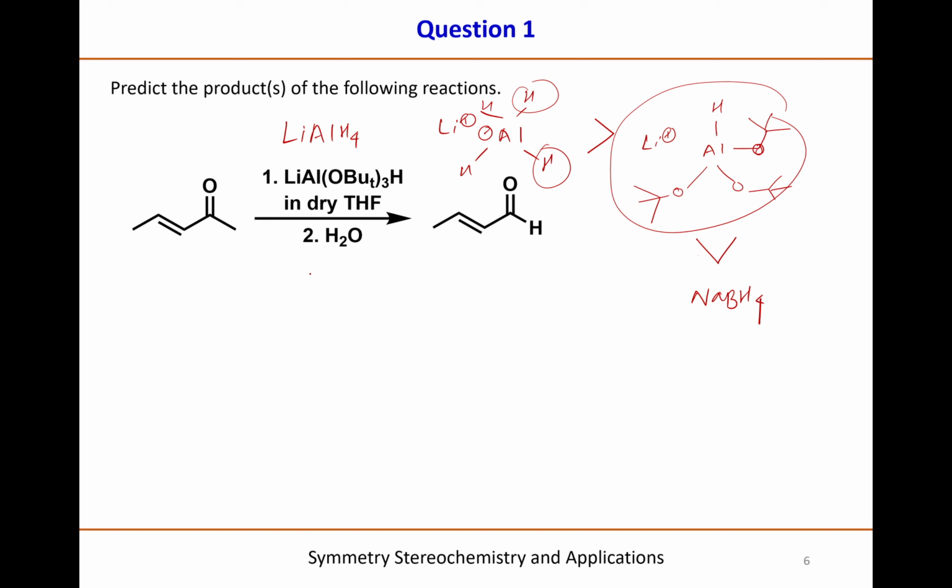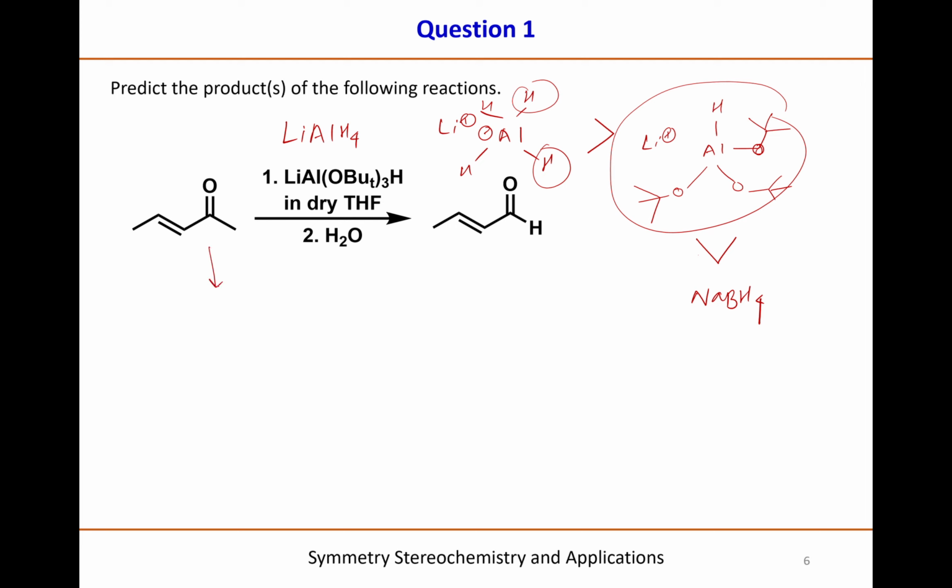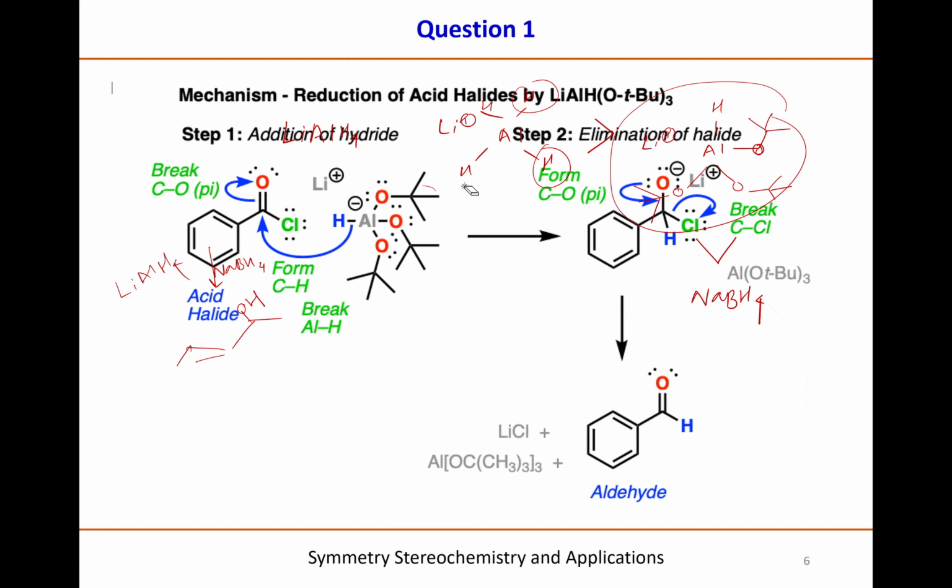In this case, the reduction of ketone is taking place if we use NaBH4 or lithium aluminium hydride. What will we get here? Alcohol, secondary alcohol. But to get the aldehyde, we are using this lithium aluminium tri-tert-butoxyhydride reagent. So we will discuss the mechanism, then it will be easier to understand. What happens here?